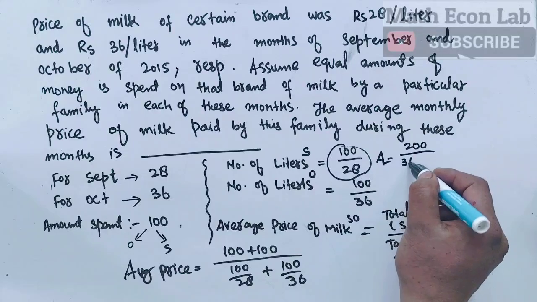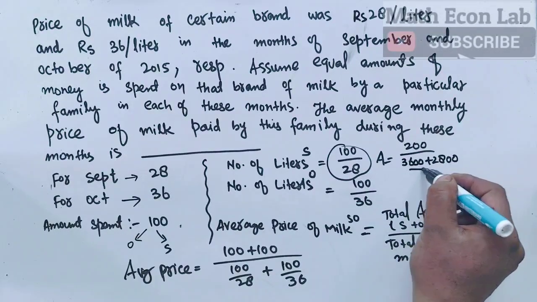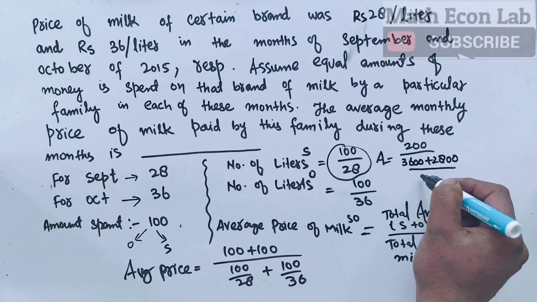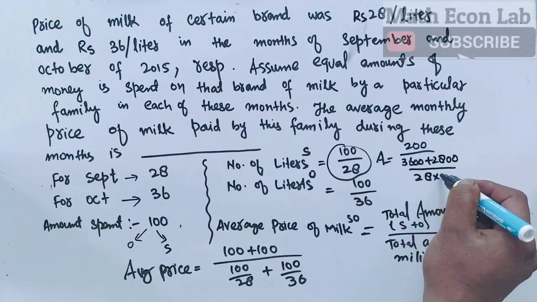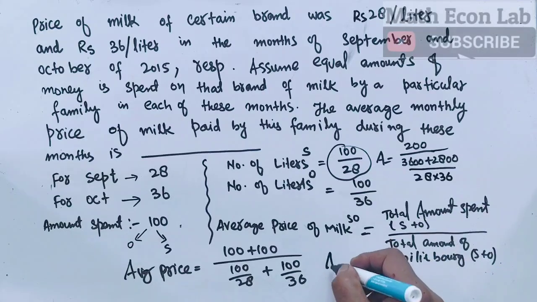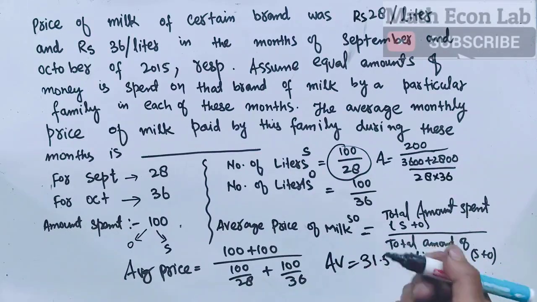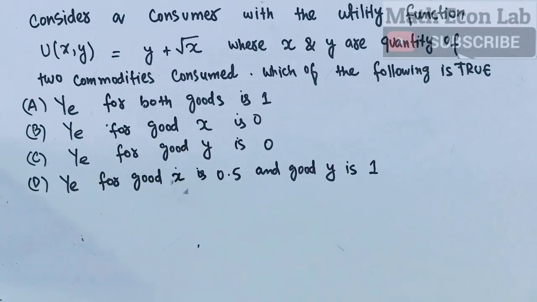So we have 3600 plus 2800 divided by 28 into 36. Okay, when you solve this, it is pretty simple. Average price will come out to be 31.5 rupees.